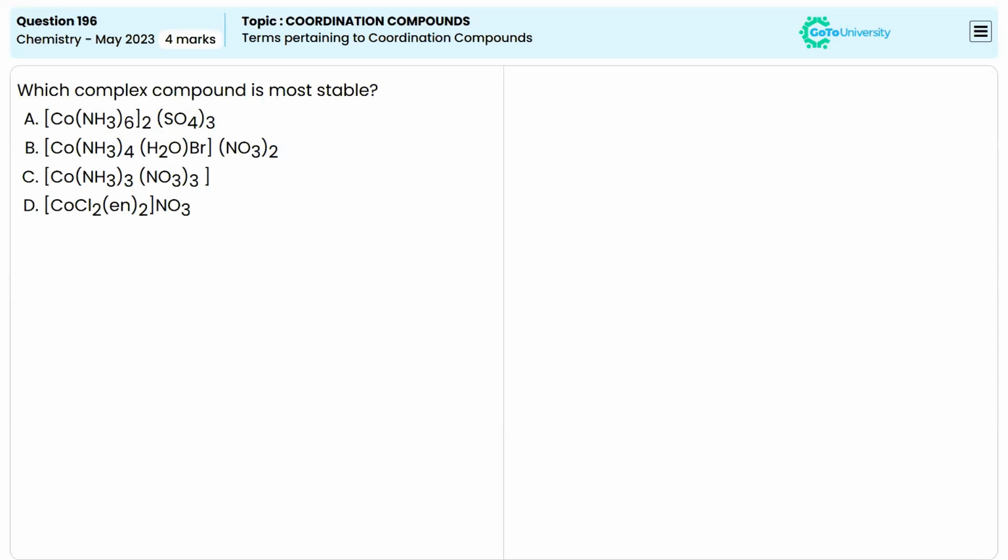Here we have four different complexes. We have to choose the one which will be most stable. The stability of coordination complexes can usually be explained on the basis of chelate formation, right? So if chelation is there, it means they will be highly stable. Here we have four different complexes.